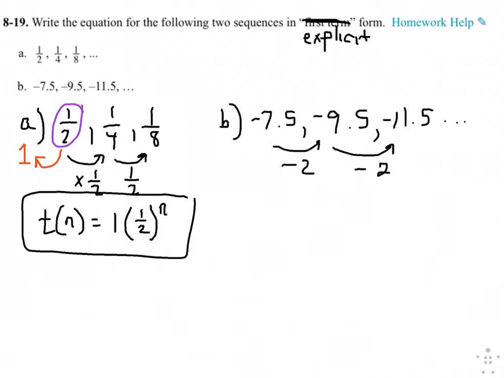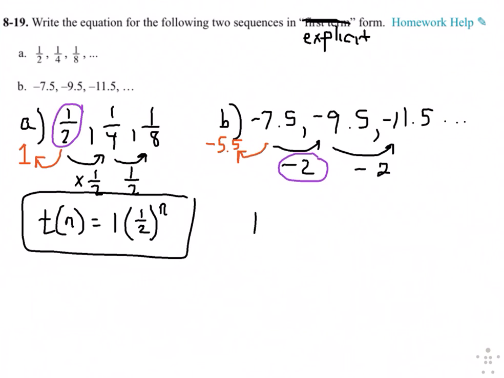So since this one's linear, right, this one now is, let's use a different color, this one is the slope, right, the -2. And we still need this imaginary 0th term, right? So instead of subtracting 2, we're going to add 2, right? And this would be -5.5, right? That's the 0th term.